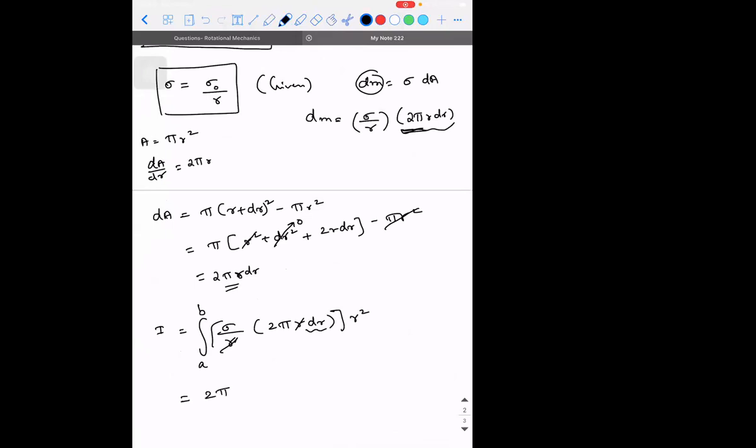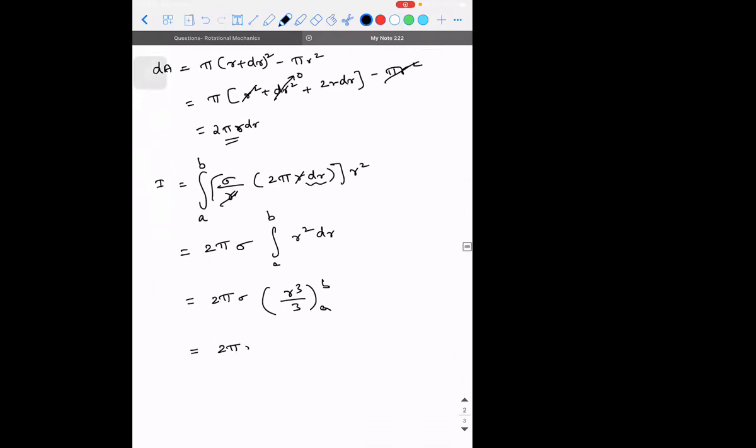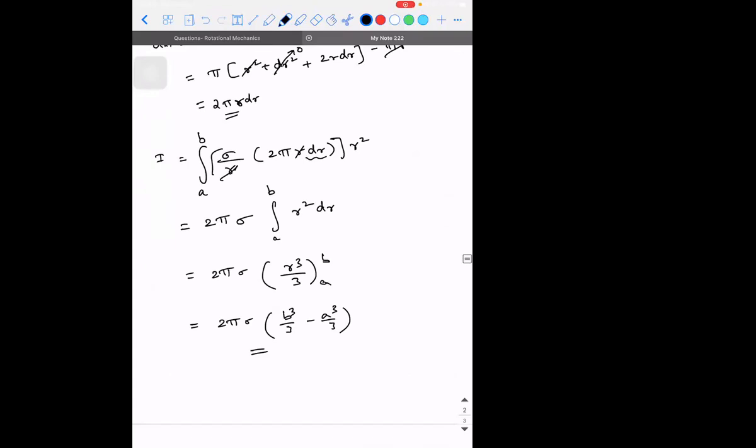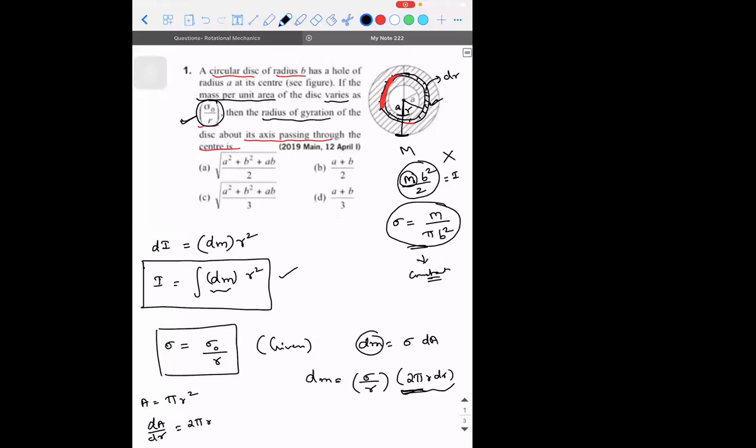So it will be 2 pi sigma into integral of A to B r square dr. So it will be 2 pi sigma into r cube by 3 from A to B. So 2 pi sigma into B cube by 3 minus A cube by 3. This is the moment of inertia. But unfortunately, what did they ask in this question? It's a slightly lengthy question, but it covers many concepts. They didn't ask the moment of inertia, they asked the radius of gyration.